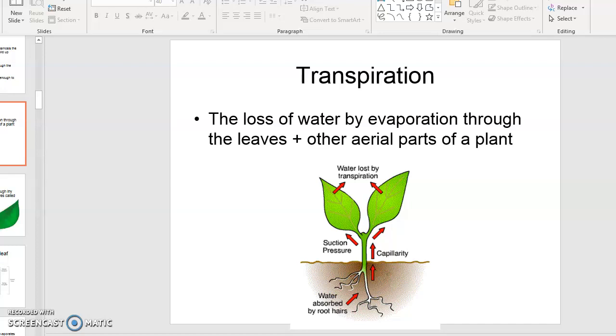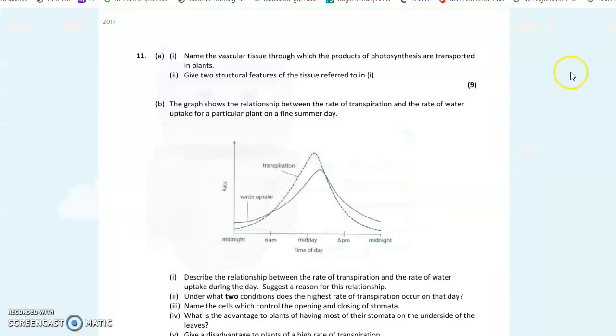But how are they going to ask you questions about this? So let's have a look at the 2017 paper. You can see that the first question, name the vascular tissue through which the products of photosynthesis are transported in plants. So the products of photosynthesis mean the food. So that must be the.